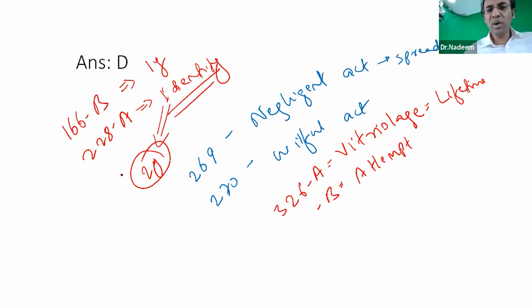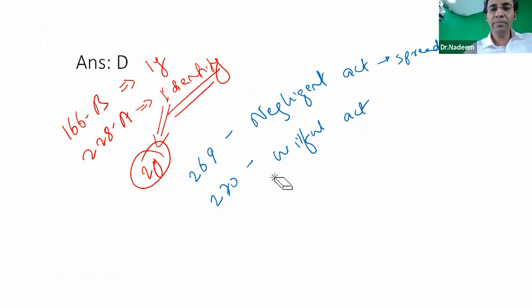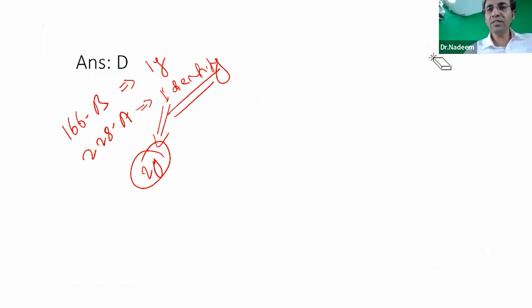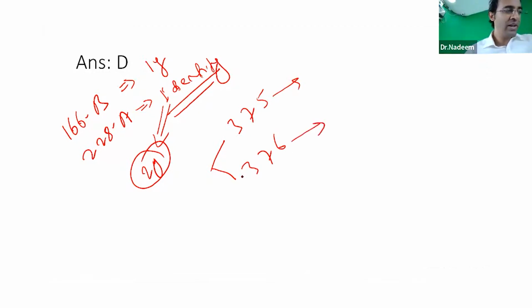Which one was related to rape? Which IPCs? IPC related to rape: IPC number 375 and IPC number 376. IPC 375 is the definition, IPC 376 is the punishment for rape.